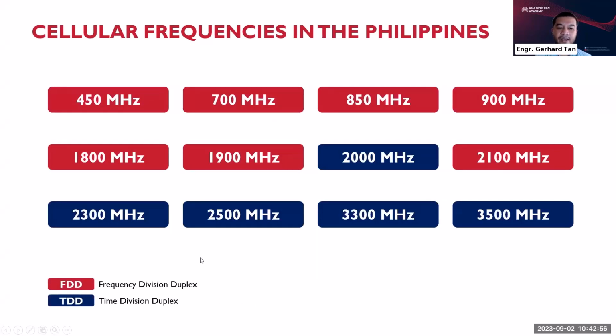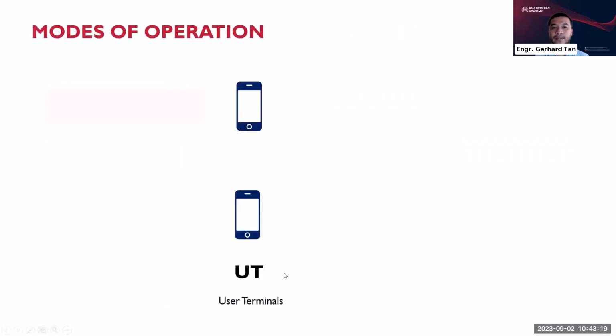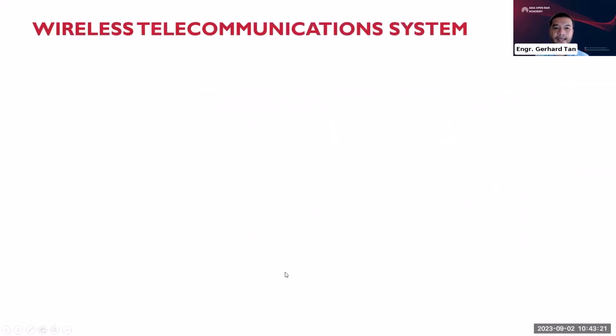Okay, so if the spectrum belongs to a frequency division duplex kind of transmission mode, which are the 450, 700, 850, 900, 18, 19, and 21, so this is on FDD mode. And then the rest is on the TDD mode.